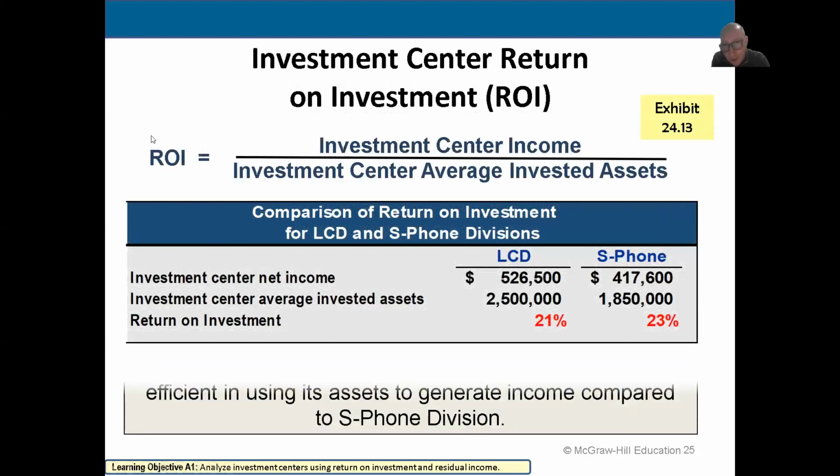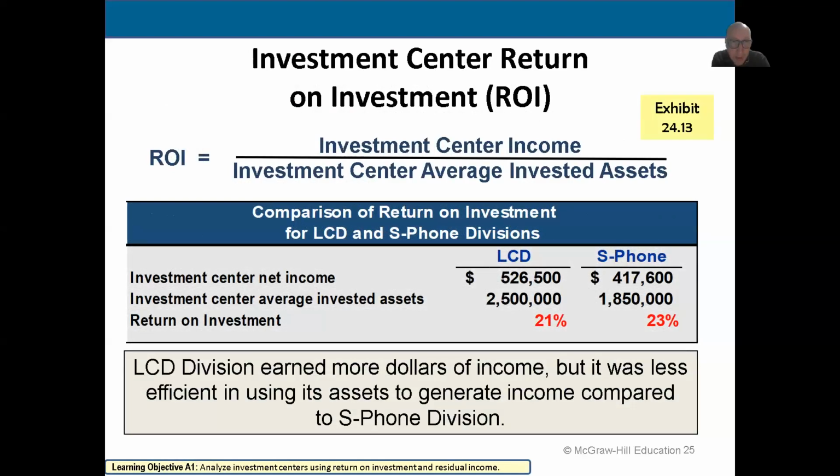The return on investment is calculated by taking the income divided by the average invested assets. To find the average invested assets, we typically take beginning assets plus ending assets divided by 2 to find the average. So we can quickly identify what it is for each division or each department by taking the income divided by the average invested assets to find our return on our investment. The higher the return on the investment, the better.